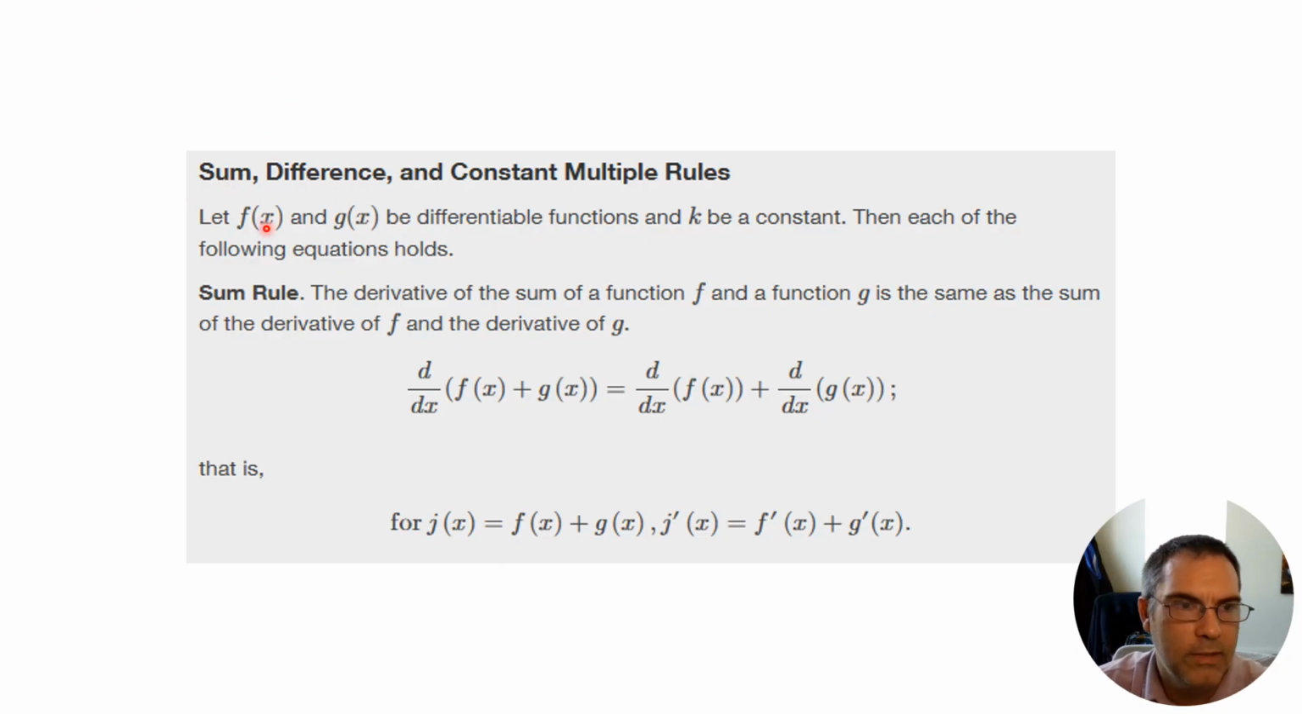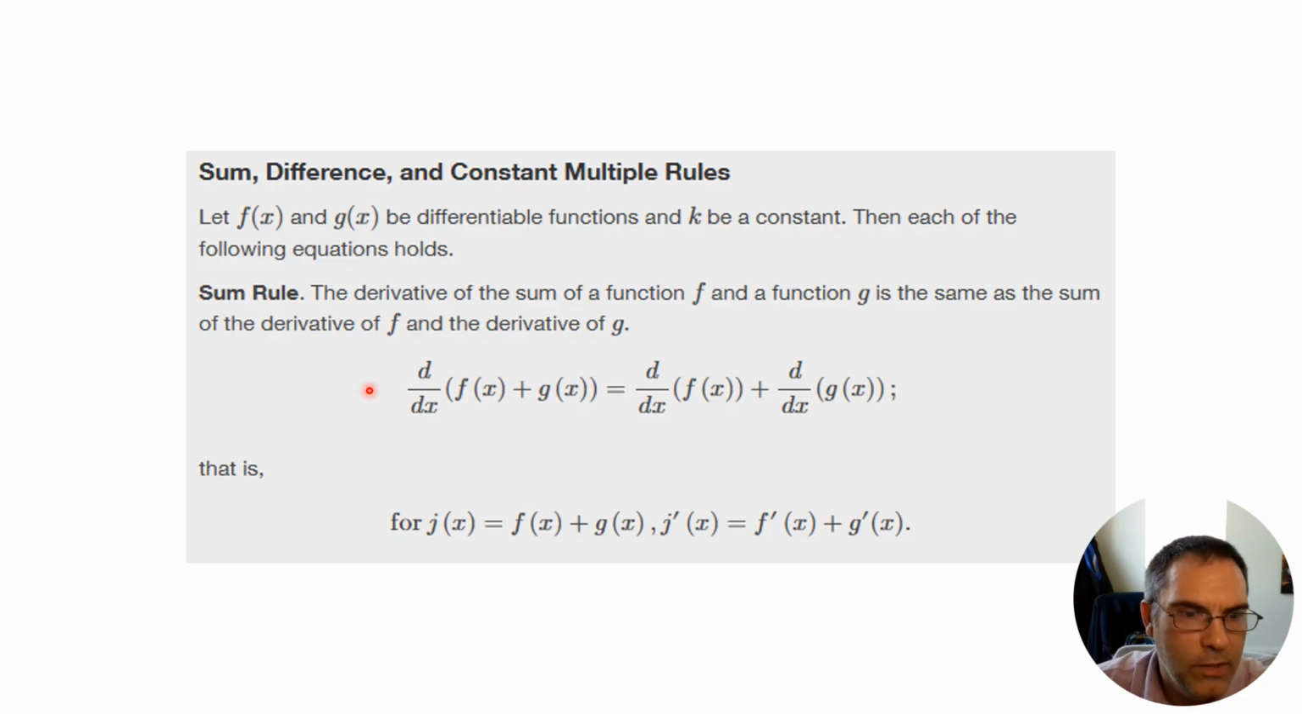So for these definitions, we're assuming we have at least two functions, and we're going to call the two f and g. We're going to say you can take the derivative of them, and then let k be some constant. It could be any constant. And then we'll go through. This slide has the sum rule. The next slide has the difference rule and the constant multiple rule.